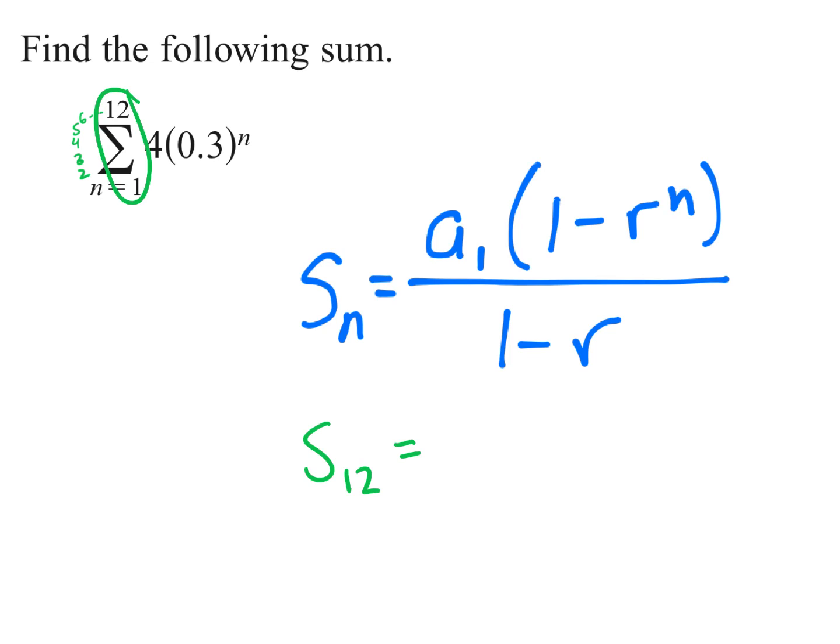How do we figure out what our first term is? When n is equal to 1. Plug in 1, because this is our first number. Remember, this is our first number, this is the last. So we plug 1 into our equation. So a sub 1 is going to be 4 times 0.3 to the first power. So we can just say 4 times 0.3, because we'll put it in our calculator at the end.